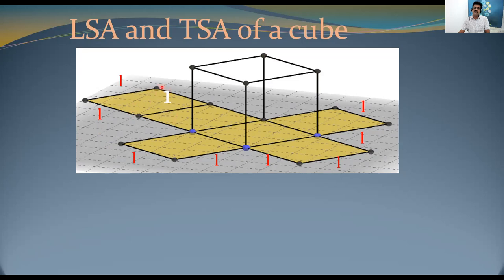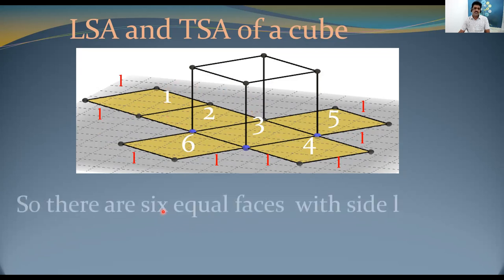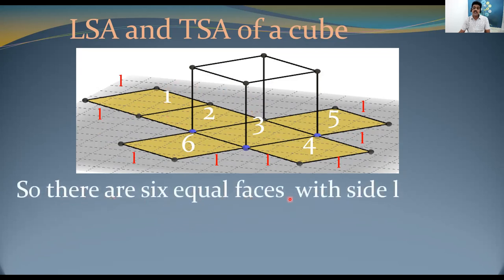Now, this is the first face, second face, third face. How many faces are there? Totally six faces are there. Third, fourth, fifth, sixth. Like that, there are totally six faces. So, total surface area means the area of all six faces. Let us find out. There are six equal faces with side L.